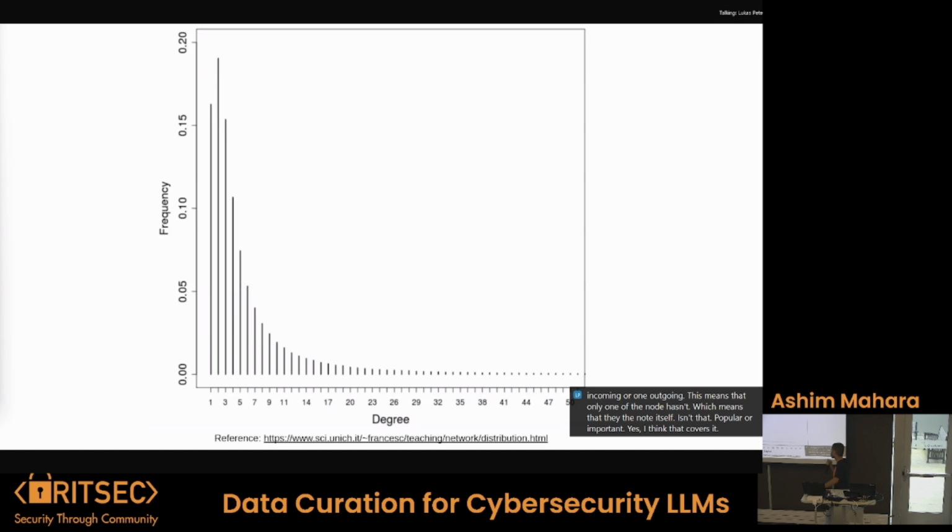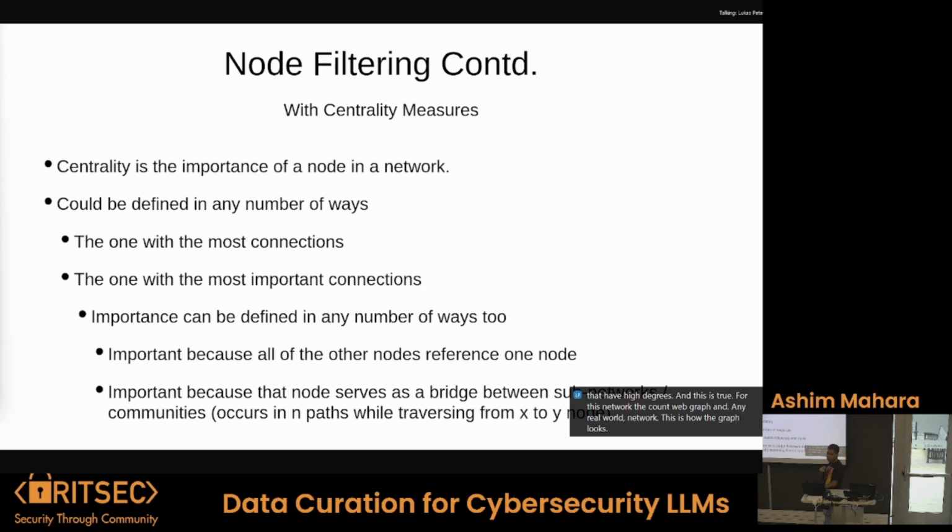This is taken from one of the networks, which is what I was talking about. If you look at the x-axis, this is the degree for each node. You can notice that the distribution is right skewed, and there's actually a lot of nodes that have low degrees, and there are nodes that have high degrees. And this is true for this network, the Common Crawl web graph, and any real-world network. This is how the graph looks. So first thing, remove nodes with low degrees.